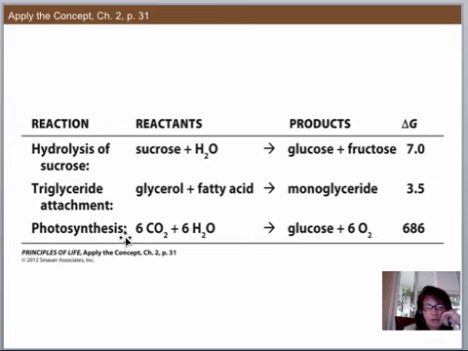And lastly, we'll talk about photosynthesis later on, but you certainly know, hopefully from middle school science, that plants take in carbon dioxide, they use the energy from the sun and water, and they make glucose and oxygen for us to breathe. And that, again, the delta G is 686. And we'll go talk about it in class as to whether that's a plus or a minus.